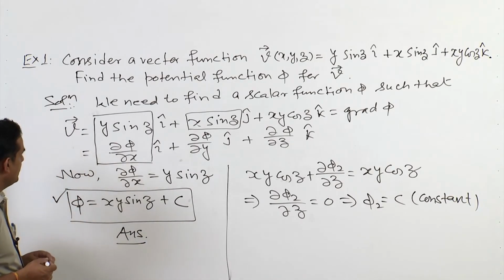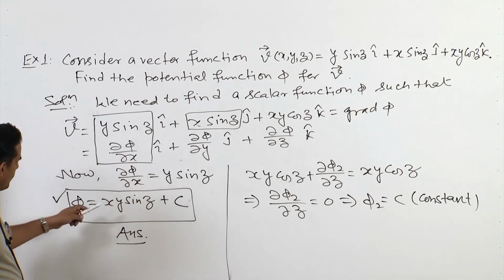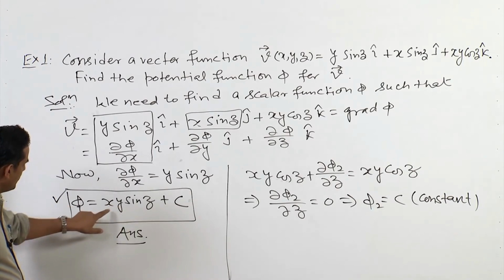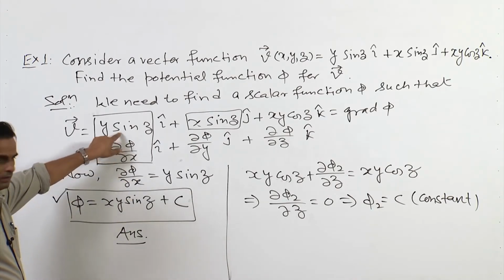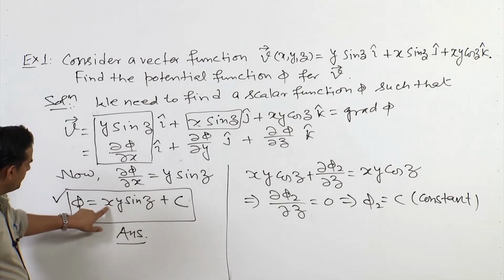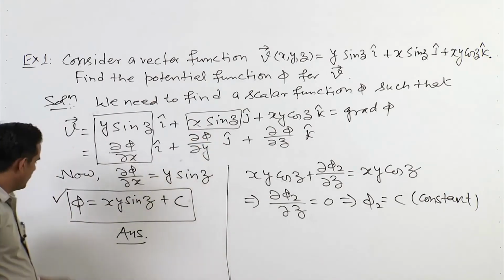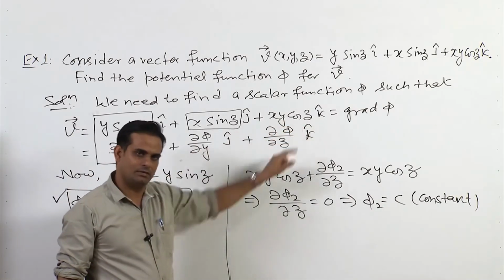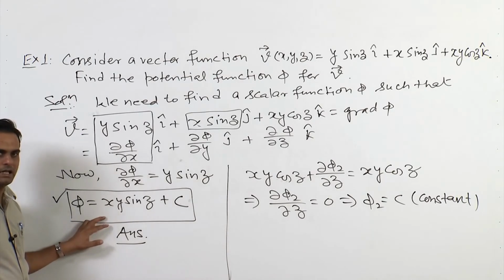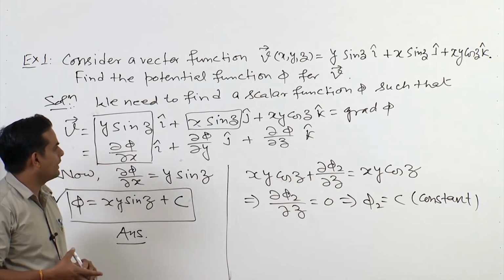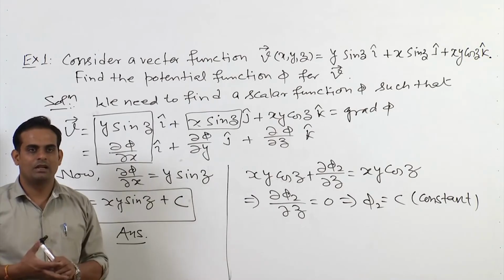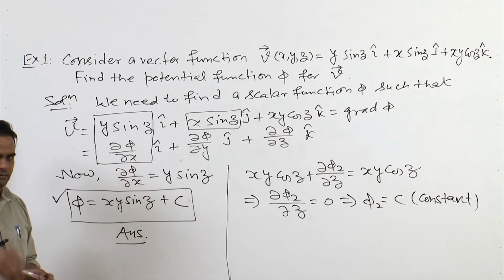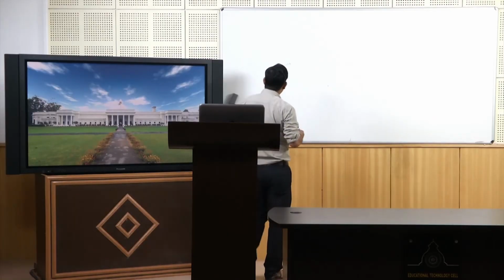We can verify like this. From here, what I can have is xy sin z. So, del phi over del x will become y sin z, del phi over del y will become x sin z, and del phi over del z will become xy cos z. So, in this way this is my answer, and this is the working procedure to find out a potential function phi for a given vector v. Let us take one more example.